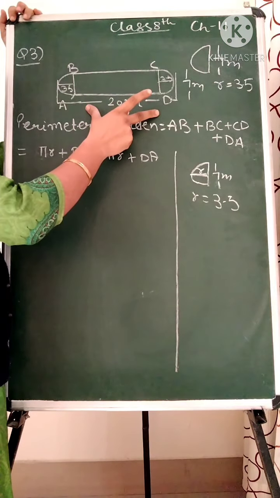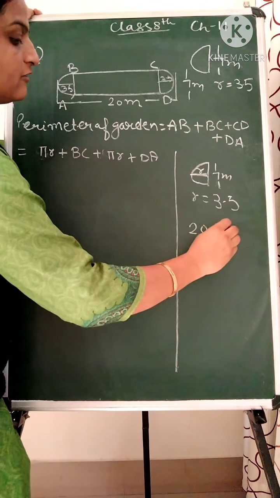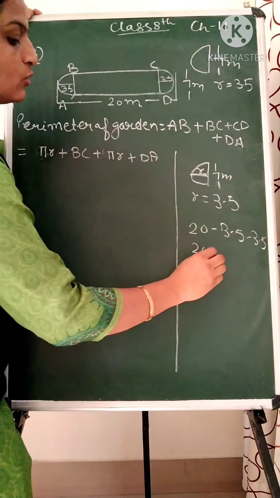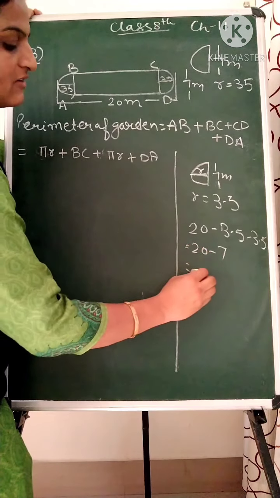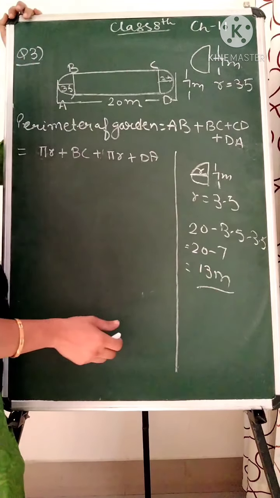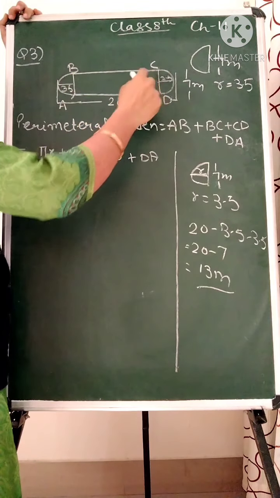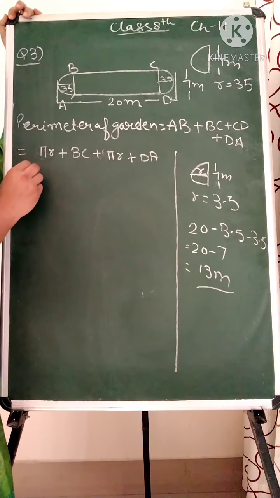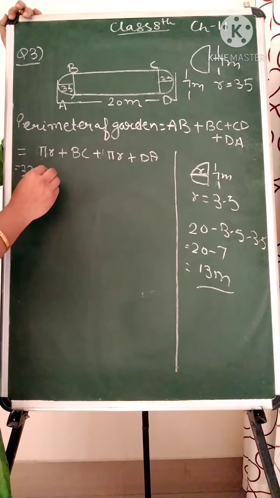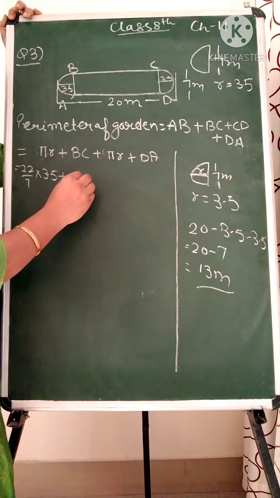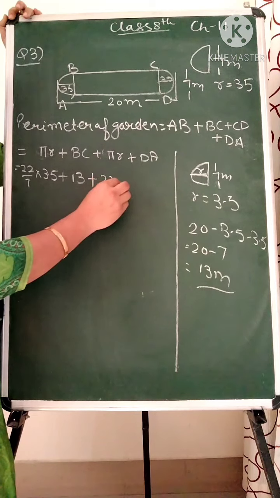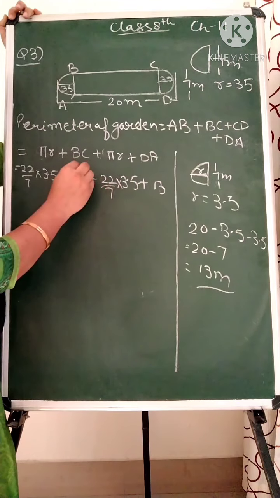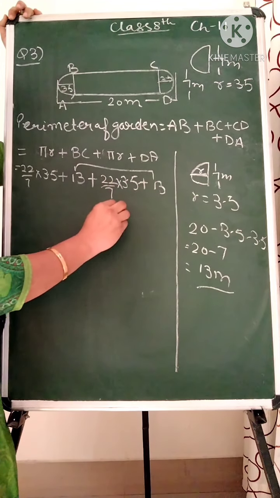Clear? From 20, if you are subtracting 3.5 from the left side and 3.5 from the right side, that is equal to 7. So 20 minus 7 becomes equal to 13 meter. That means the distance from B to C is 13 meter. Okay? So pi r: 22 by 7, r is 3.5, BC is 13, pi r again 22 by 7 into 3.5, DA is 13. 13 and 13 becomes equal to 26.